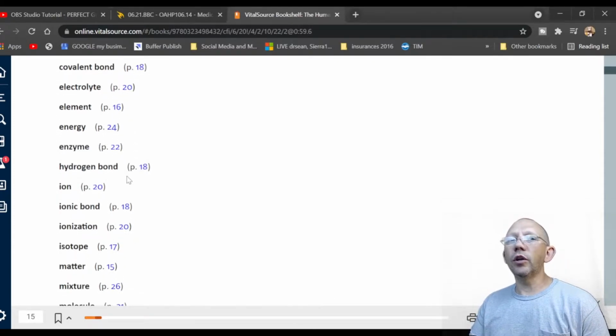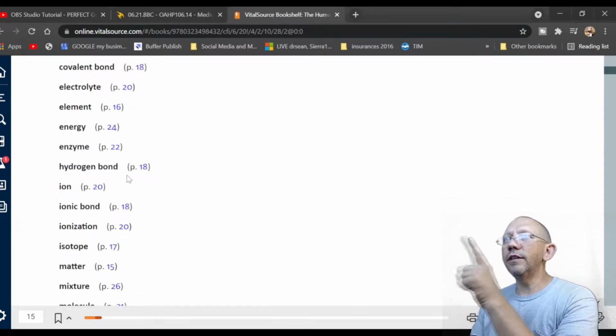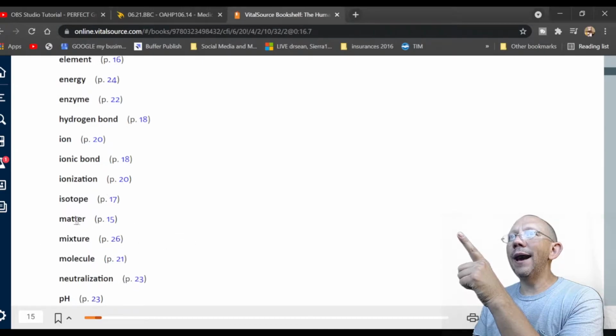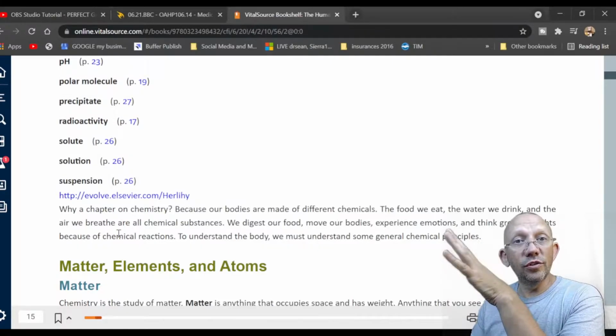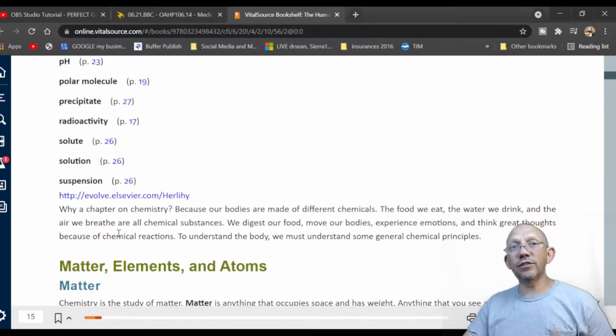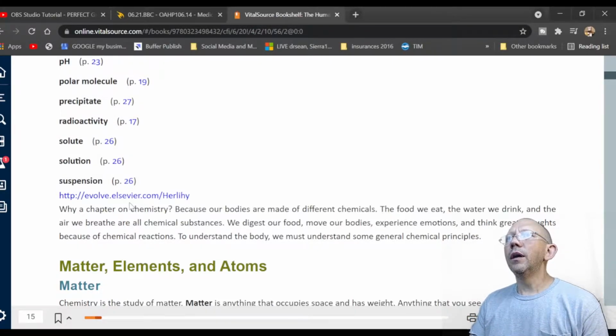Now, we can go through each one of these little terms, say like here's matter or mixture or whatever, and it'll tell you what page it's on. And so that gives you a chance. You can use it when you're doing the quiz or when you're doing a test. You can look things up from there.